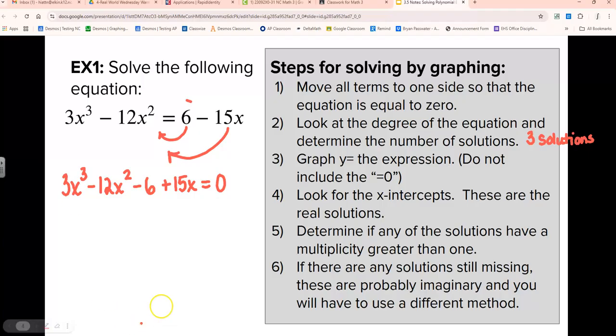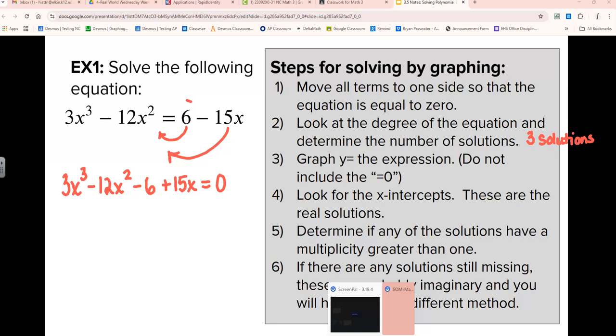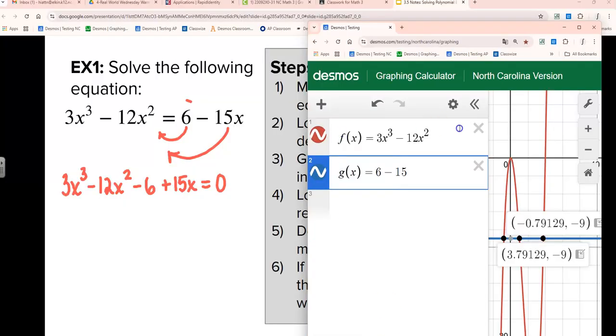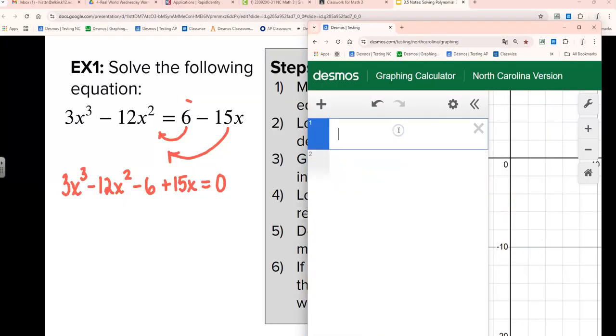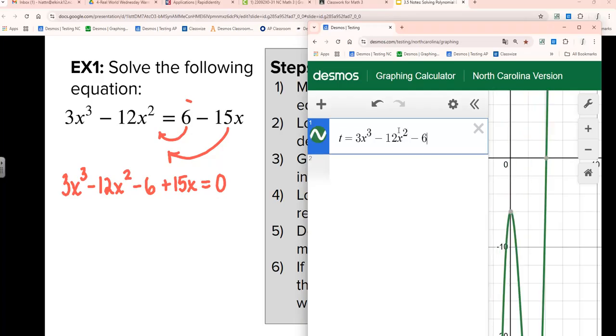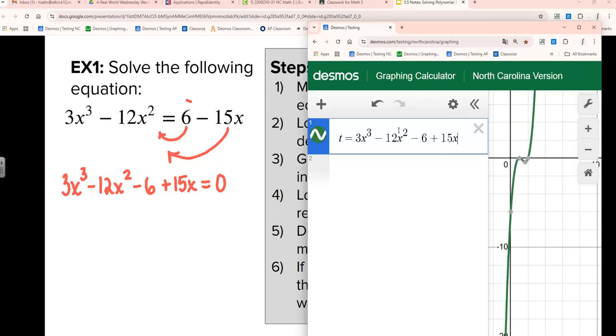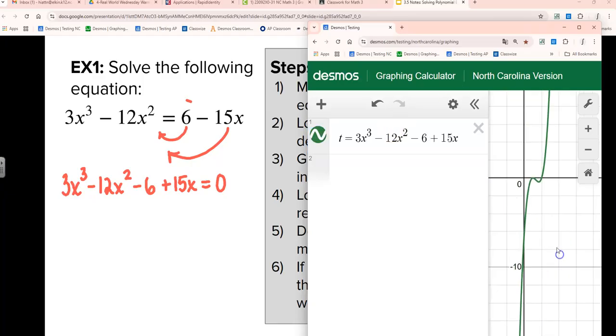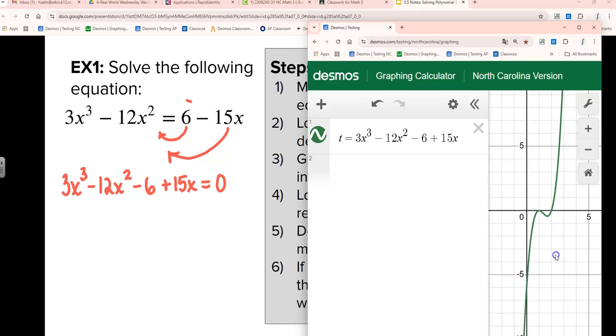Then I'm going to graph the expression y equals whatever I've got here. Don't put the equals 0 on the end. It won't do it right. So I'm going to go over here and graph y equals 3x to the third minus 12x to the second minus 6 plus 15x. And that is going to graph this for me.